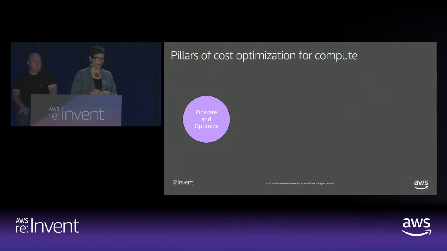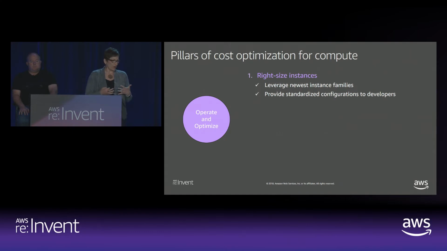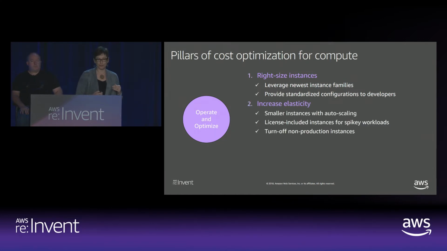After you've migrated to AWS, you're going to start to learn about how to better optimize your Windows workloads. There are 3 key pillars for optimizing your compute costs. First, as we talked about, is right-sizing your instances. If you've done your migration assessment and planning, you're off to a good start, but you also need to continuously leverage the newest instance families to get the best price performance, as well as density. Another best practice that we'll talk about today is providing standardized instance configurations to developers. This is going to help you down the road when you start to leverage reserved instances more.